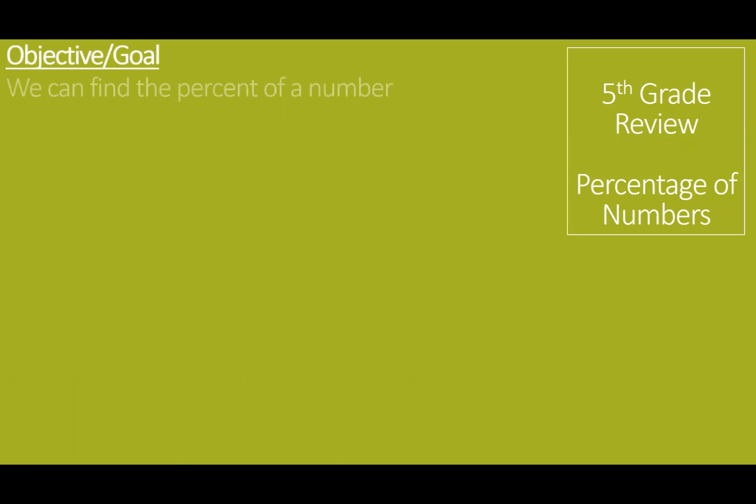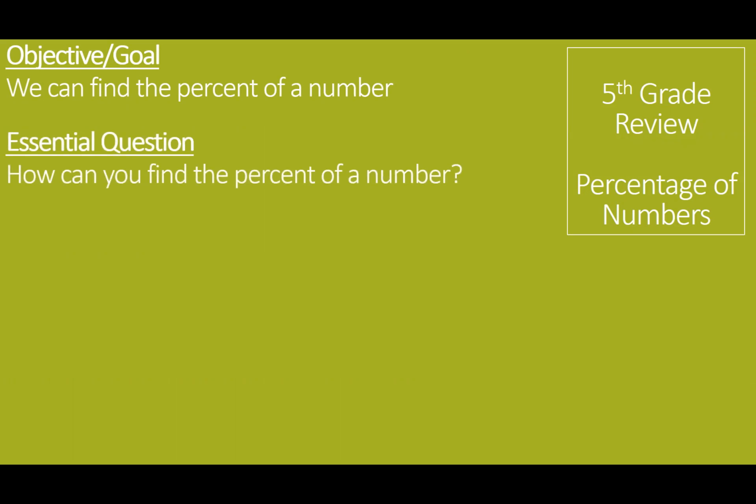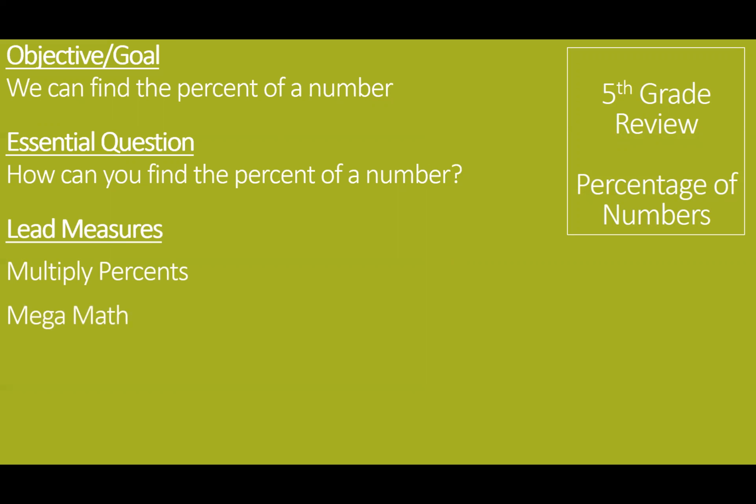So our objective for today is to show that we can find the percent of a number. And man, let me tell you, it is super simple. Our essential question, how can you find the percent of a number? You're going to be answering that very soon. And in fact, you actually already know this answer. Our lead measures, we're going to multiply percent. That's how we find the percent of a number. We multiply. And then we're going to practice with Mega Math, and then we've got some IXL practice problems.